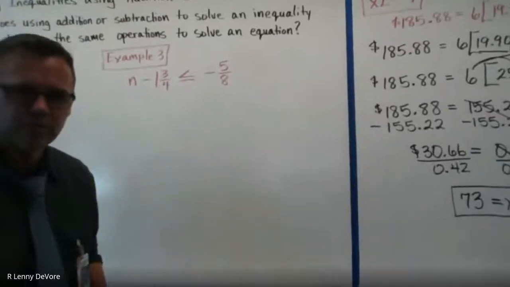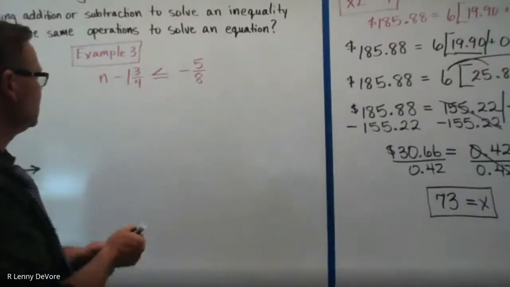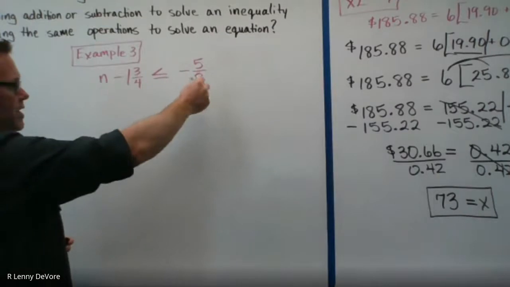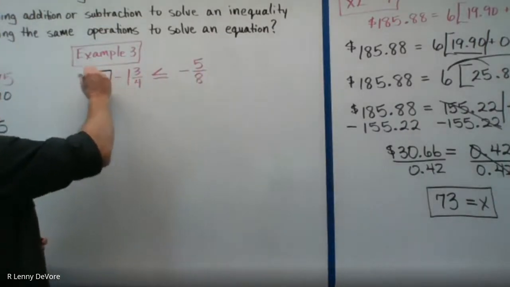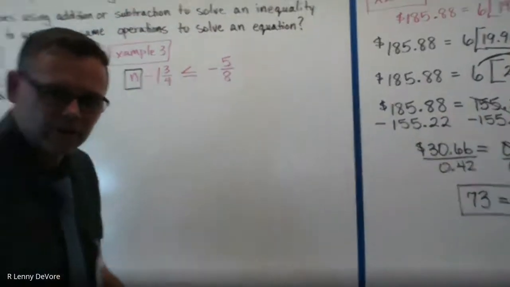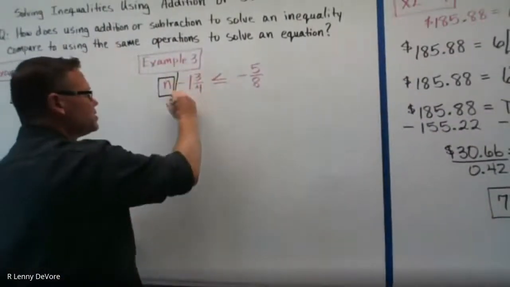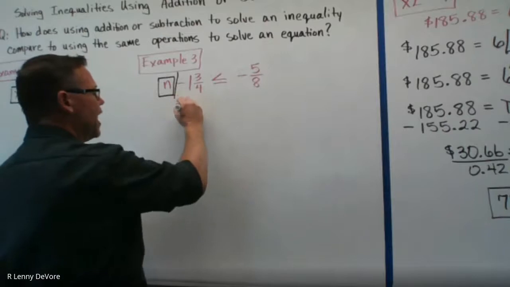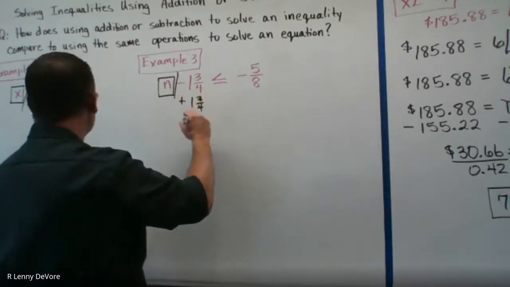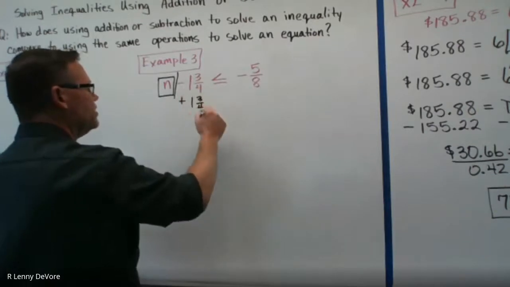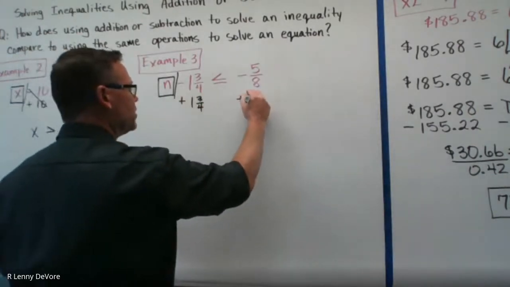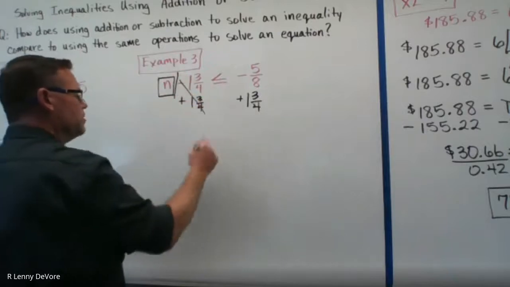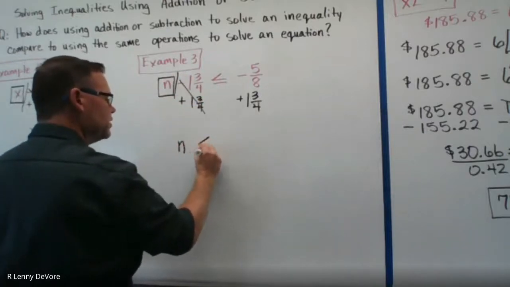Now, I've got this one from example 3, and they made this a little bit harder by putting fractions into it. Now, it's still the same thing. It's n minus 1 3/4 is less than or equal to negative 5/8. So I still need to isolate the variable. I need to get n by itself, okay? So here's what we do. We go through and we separate it just like we did before. I'm going to use the additive property of equality. In other words, I'm going to add 1 3/4 this time since it's a negative, okay? And then the equality means I have to add 1 3/4 over here also, okay? So this is gone. This cancels out. It's 0. So n is less than or equal to.